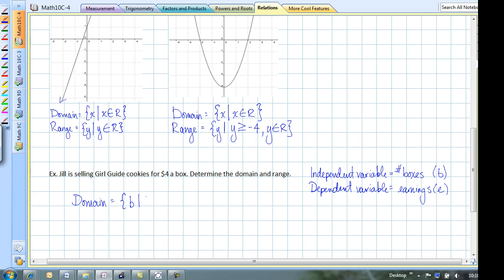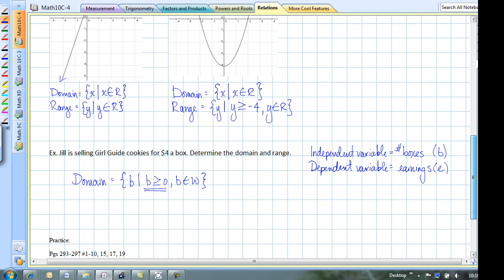values such that B must be greater than or equal to 0, and B belongs to the set of whole numbers. And really, when it comes down to it, we know that all whole numbers are greater than or equal to 0, so in fact we could even take this part out of it and just indicate simply that B belongs to the set of whole numbers.